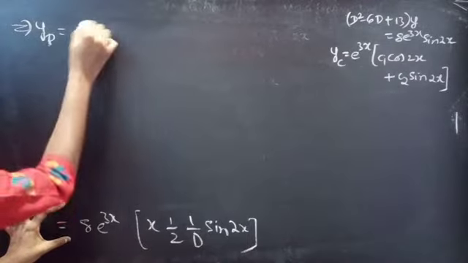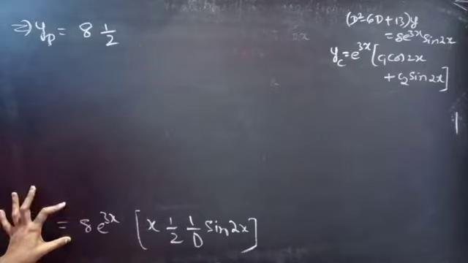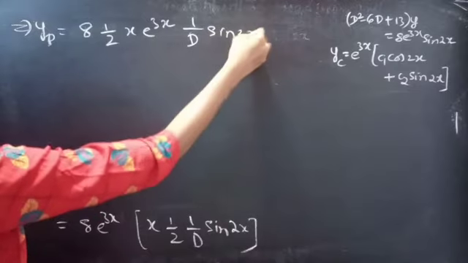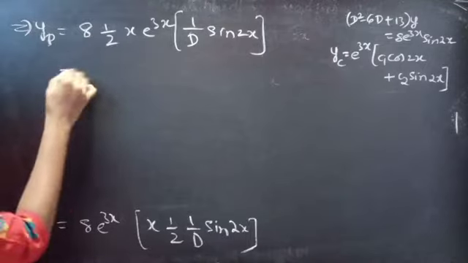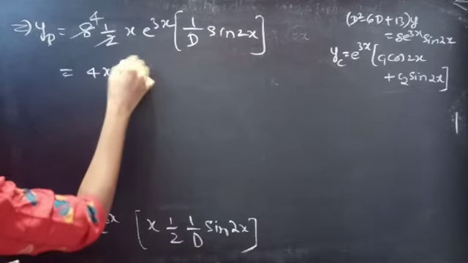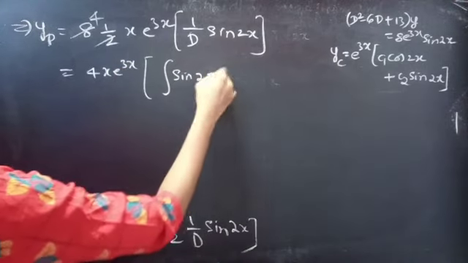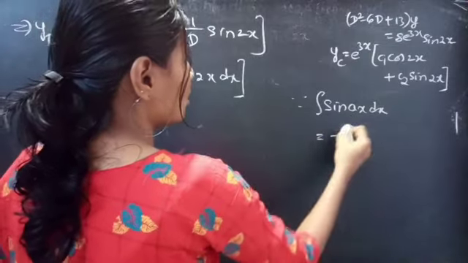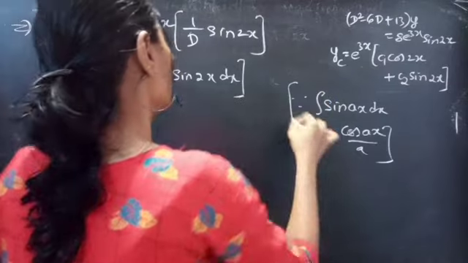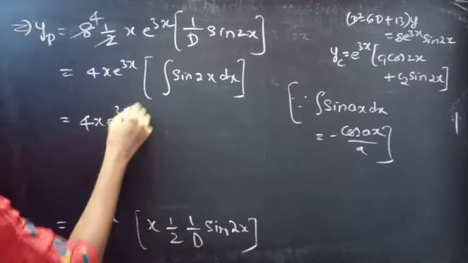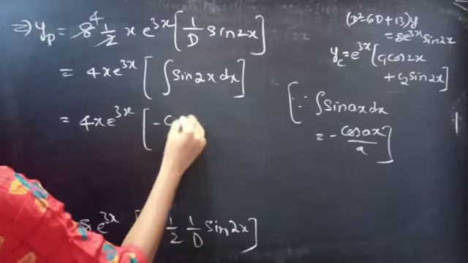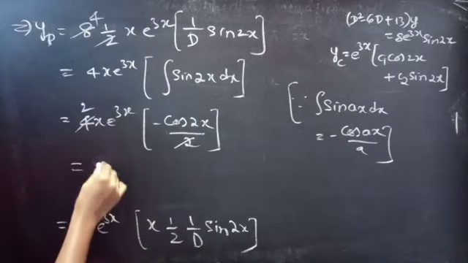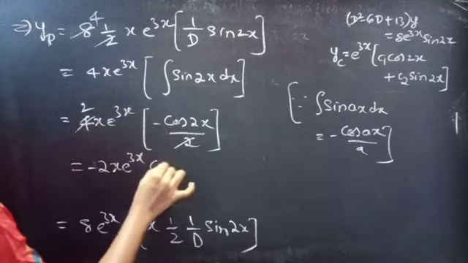Now we can write this as 8 into 1 by 2 into x into e power 3x into 1 by D sine 2x. We know that 1 by D is an integral operator. 2 ones are 2, 2 fours are 8. We'll get 4x e power 3x into the integral of sine 2x. Since integral sine ax dx is minus cos ax by a, for a equals 2, we'll get minus cos 2x by 2, right? This equals, 2 ones are 2, 2 twos are 4. We'll get minus 2x e power 3x into cos 2x.